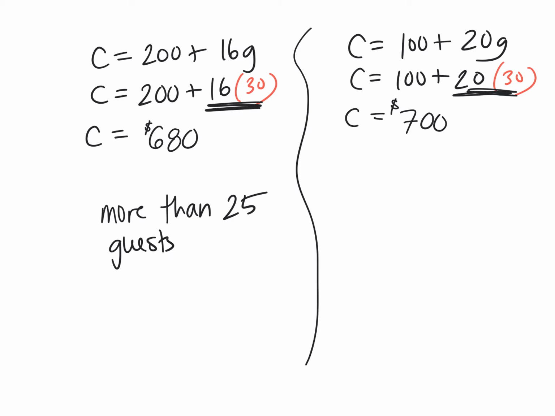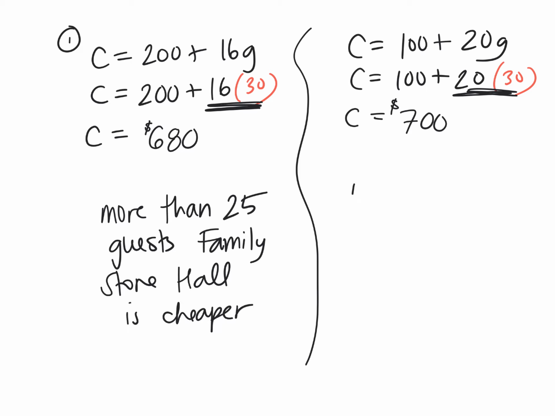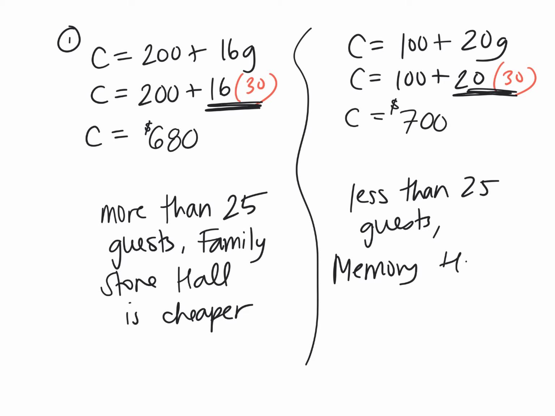So more than 25 guests, right? Because if it was just 25 guests, they cost exactly the same. But if they have more than 25 guests, which hall is cheaper? Family Stone Hall, which is this one. If they have less than 25 guests, then Memory Hall is cheaper, okay?